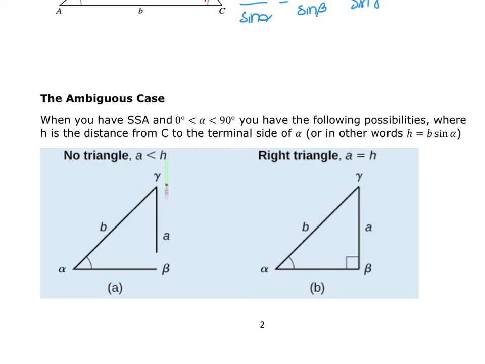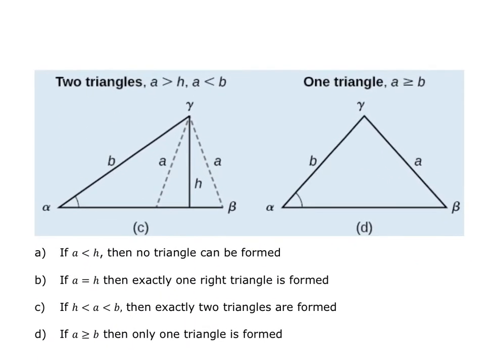Now, if the height of your triangle is larger than the side opposite the angle that is given to you, then you have no triangle. If they're equal, you have only one triangle. It is a right triangle. And of course, if A, the side opposite the angle given to you, is larger than the height, and A is less than B, then you're going to get two triangles. Side A could be coming toward the angle, or side A could be going away from the angle alpha. So you get two triangles.